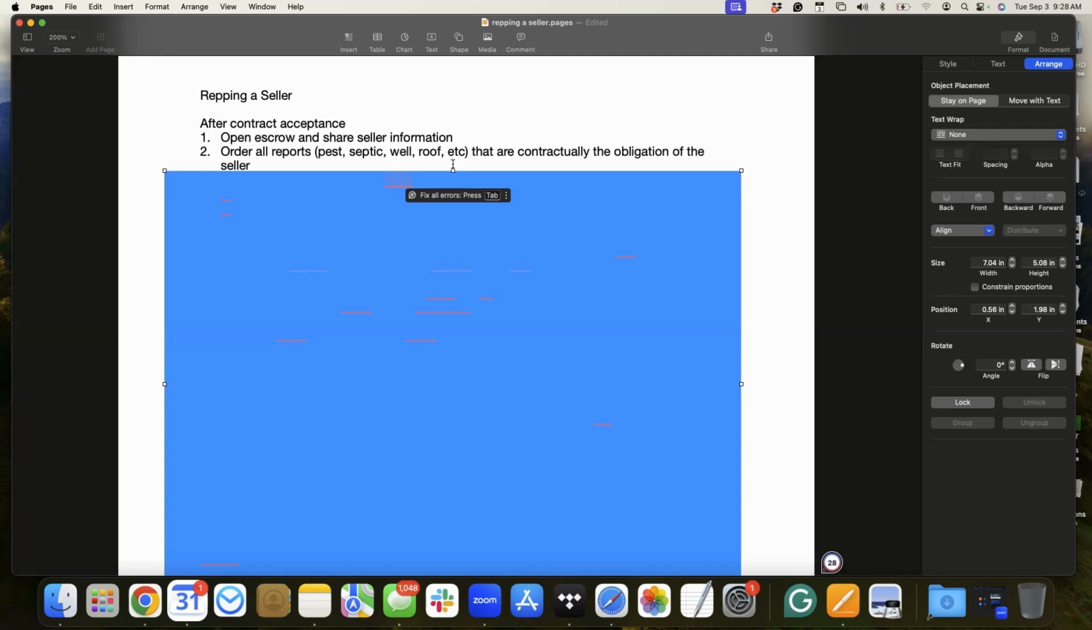Okay, so we've opened escrow. The next thing we do right away, day one, this is day one stuff: order all the reports that we're responsible for ordering. It happens many times that we forget to order reports. And then we start falling behind timelines.